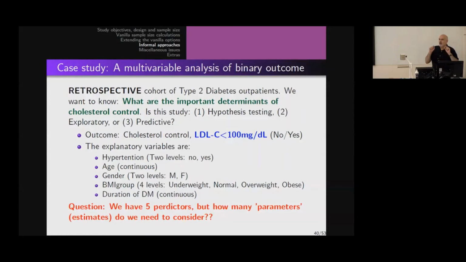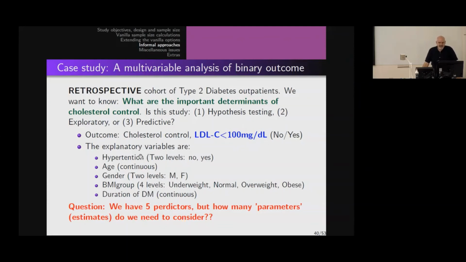Here's my hint. What are the risk factors? That's right, exploratory. It's an exploratory study. I'm not mentioning a particular effect, and I'm not focusing at the patient level like in a predictive model. So it's exploratory. I want to know what are the important factors for a patient when it comes to their LDL-C control. Our outcome is cholesterol control, whether they can keep it under 100 milligrams per deciliter.